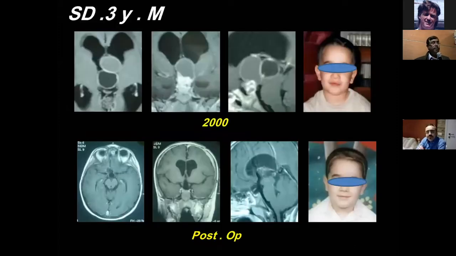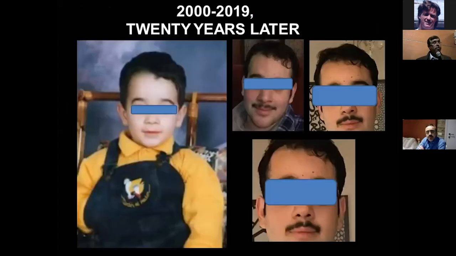And again, this is the story of my life. This little boy of 3, in 2000, radical excision, no radiotherapy, no Ommaya reservoir, no nonsense, and 20 years later. Let's see one film of how we do surgery for a fresh case, and then we'll see how to do surgery for a recurrent case.